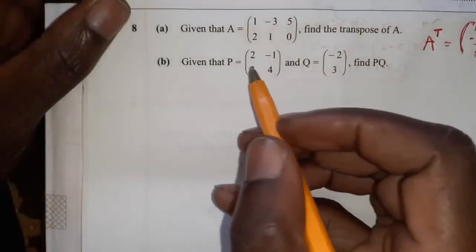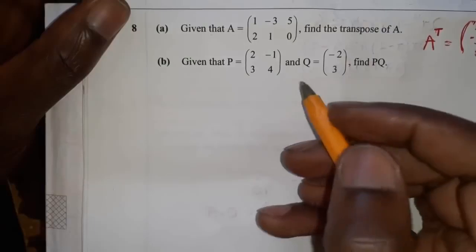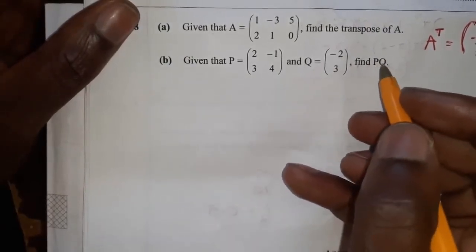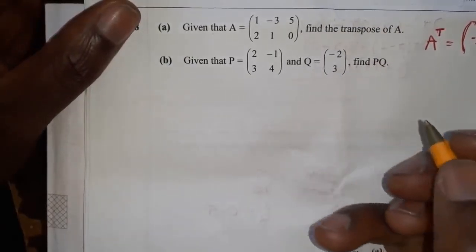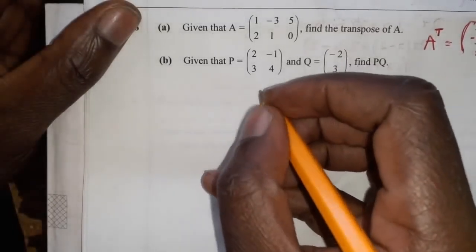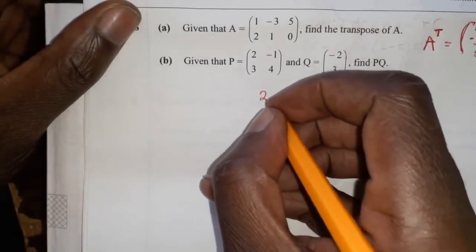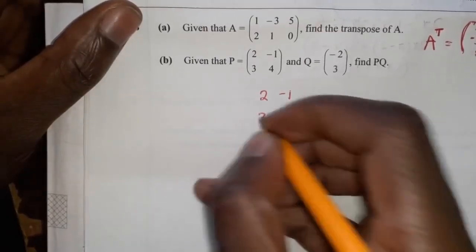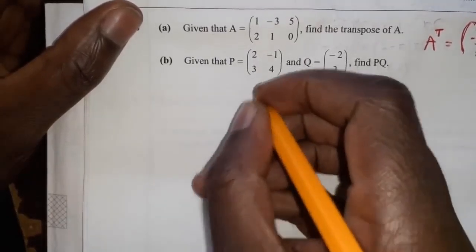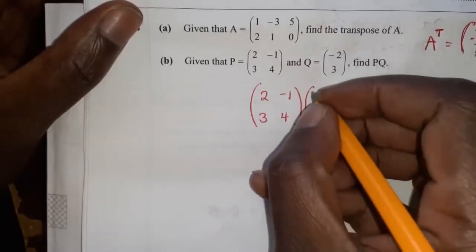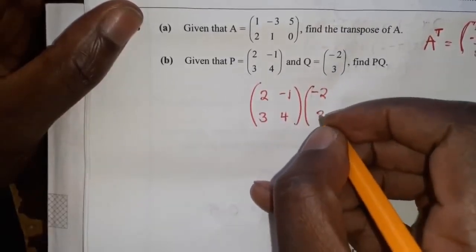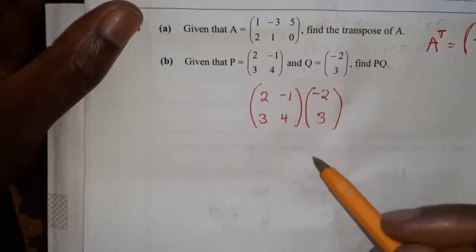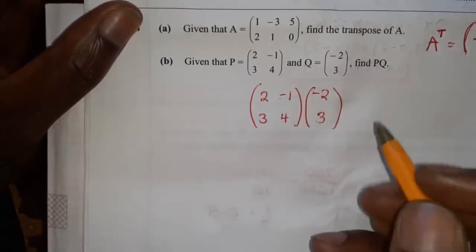Then, given that P is given by this matrix, Q is this one, find the product. We need to multiply P by Q. So P by Q, it means we need to say 2, -1, 3, 4, multiplied by -2 and 3. How do we multiply matrices? Row by column, row by column.